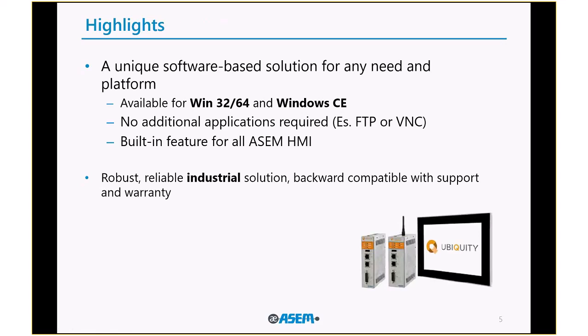That's the first. So Ubiquity is available for Windows CE platforms, and Linux we have already introduced, because of the routers. But if we are talking about HMI devices, it is available for the Windows CE unit and the Windows 32/64 units. Actually, it's a built-in feature for ASM HMI.